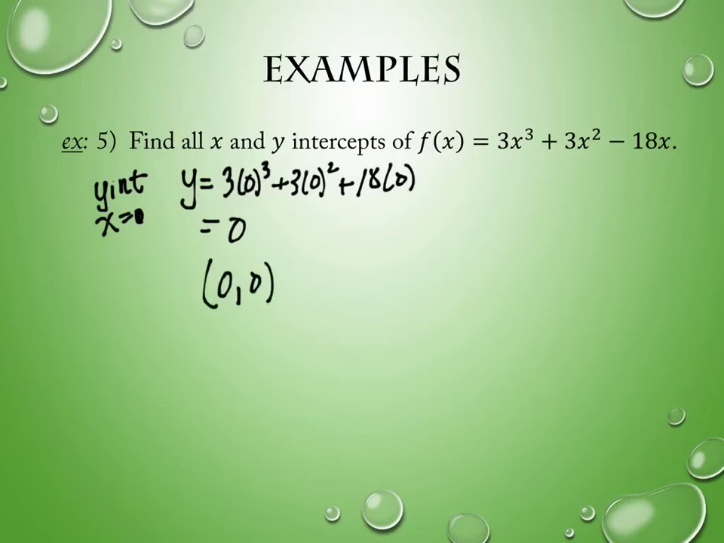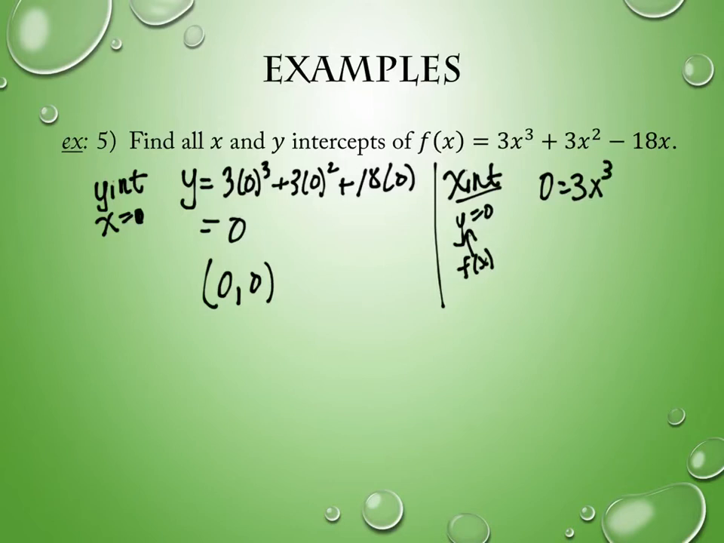But you might notice that not only is that a y-intercept, but that's actually also an x-intercept, right? So let's find the x-intercepts, and we'll actually see that one occur again. X-intercept is when y equals 0. Of course, y is another name for f of x. So the function itself equals 0. So I've got 0 equals 3x cubed plus 3x squared plus 18x. Sorry, minus 18x, my bad.